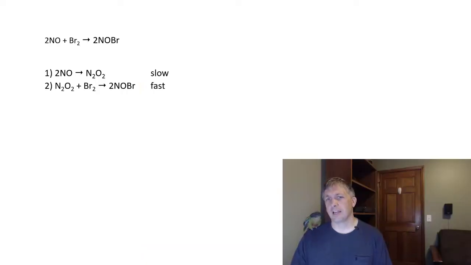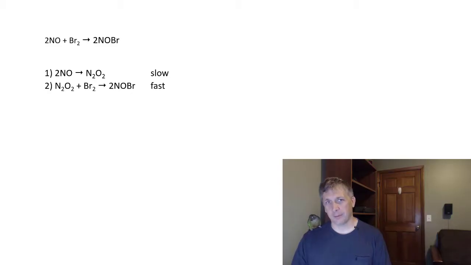So let's say the first step is the slow step and the second step is the faster step. And in general chemistry, we don't bother giving you actual rate data usually. We just do it like this and say this one is slow, this one is fast. So the first step is the rate determining step.